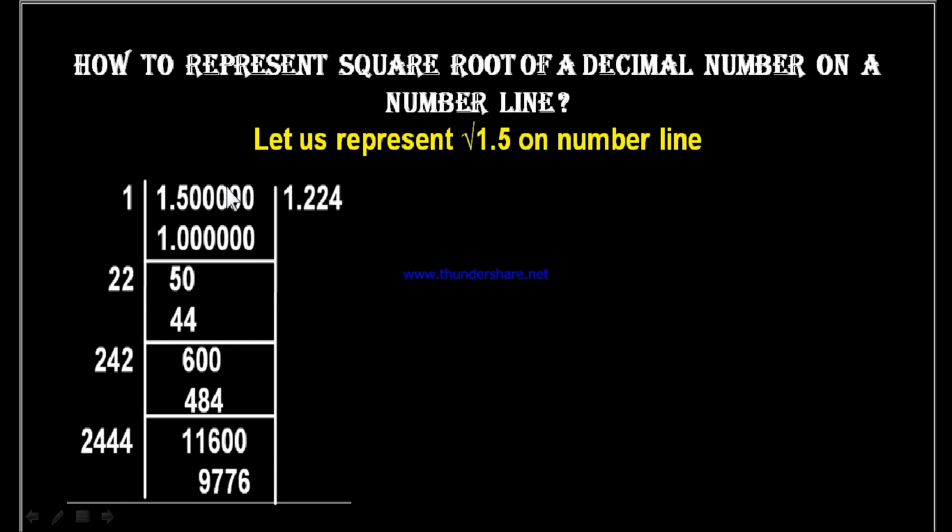You came across how to find the square root of a number using this division method already in 9th class. Now we got the value of root over 1.5, the square root value of 1.5, which is equal to 1.224 and so on. Of course, it is not a terminating decimal. 1.224, we have to represent this on the number line.